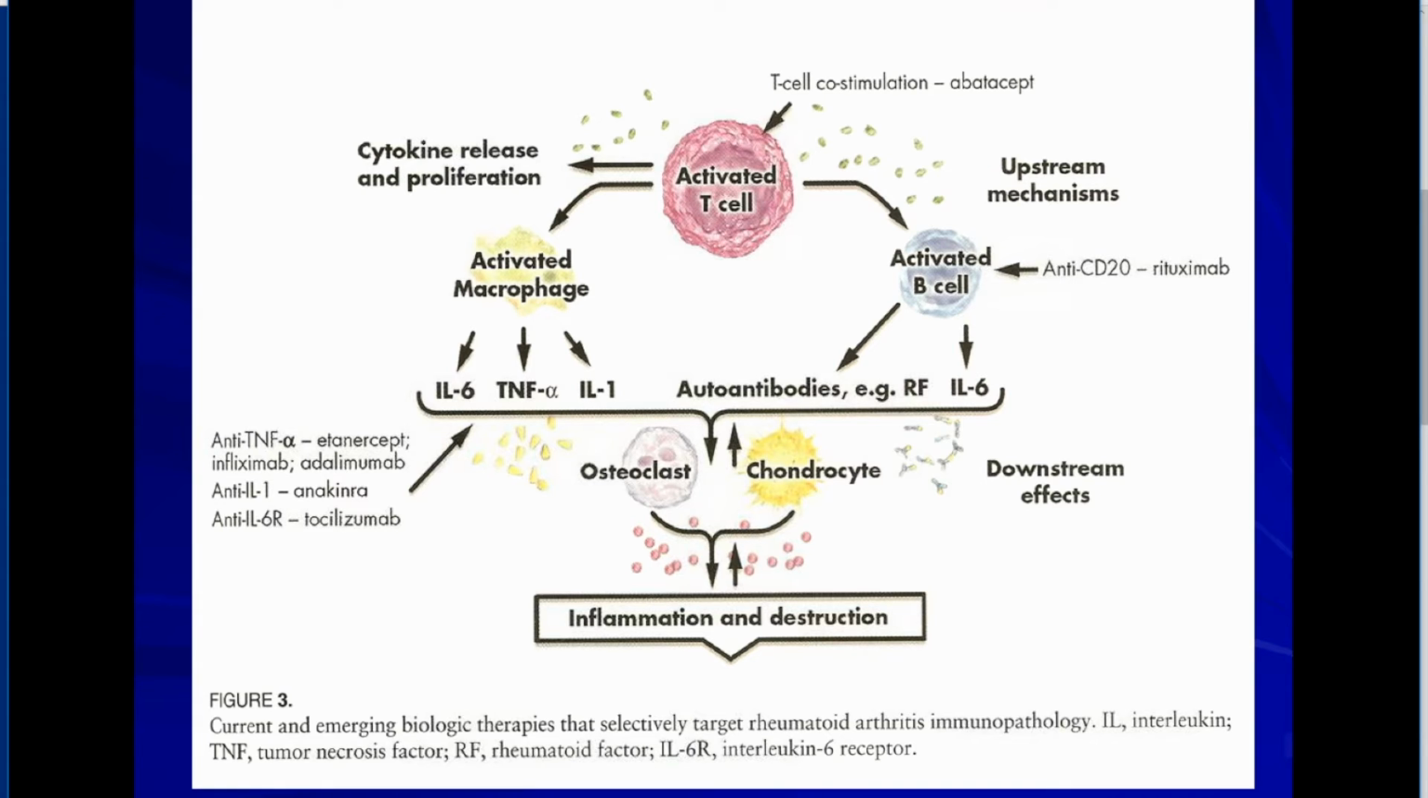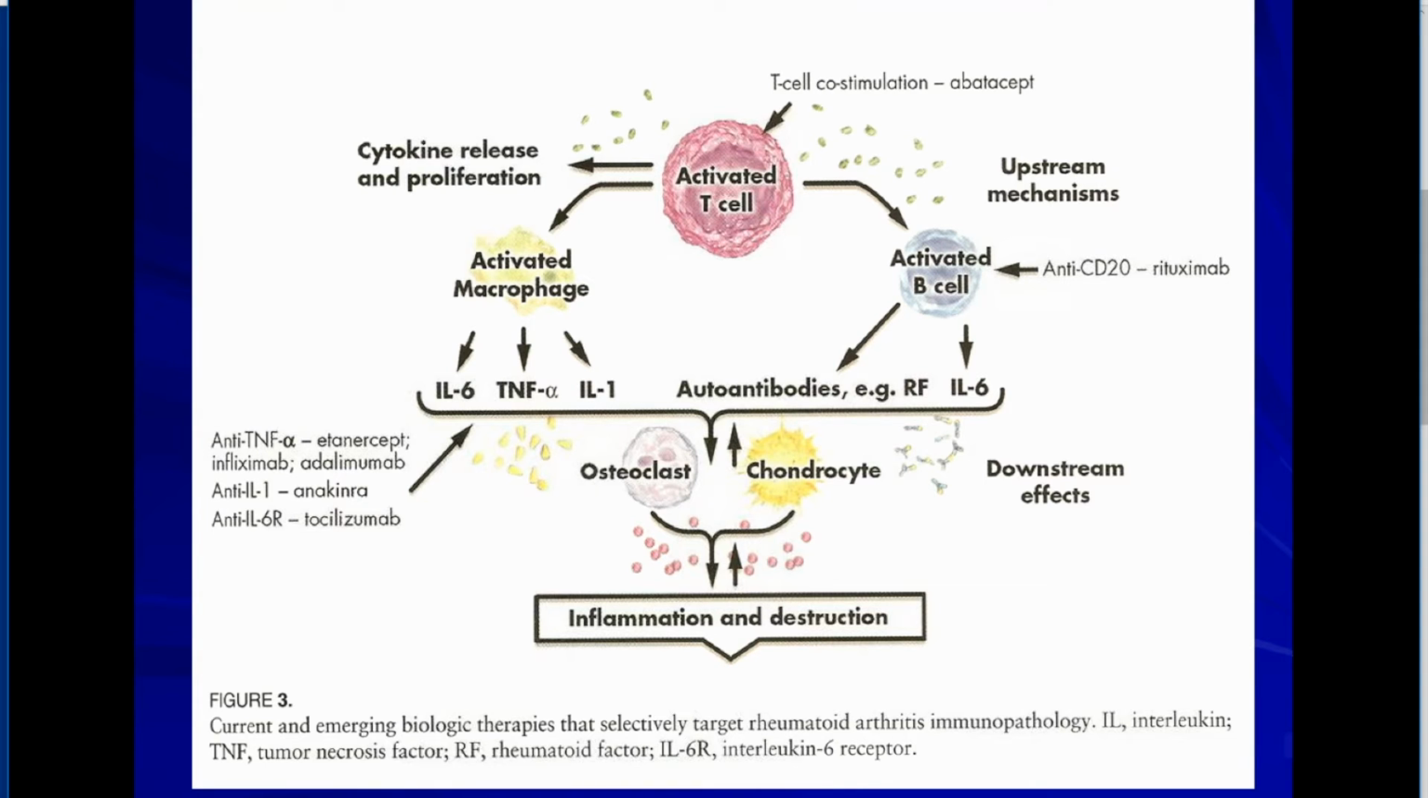So anti-TNF-alpha is etanercept or infliximab or adalimumab, or anti-IL-1 is anakinra, or anti-IL-6 is tocilizumab, or anti-CD20 is rituximab. So this is all stuff that obviously we don't prescribe, but hopefully it eventually will eliminate some of the things that we have to do.